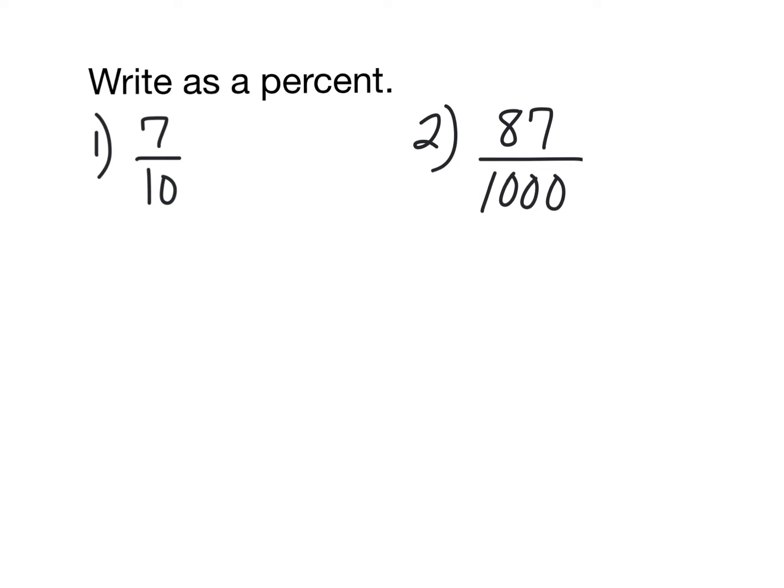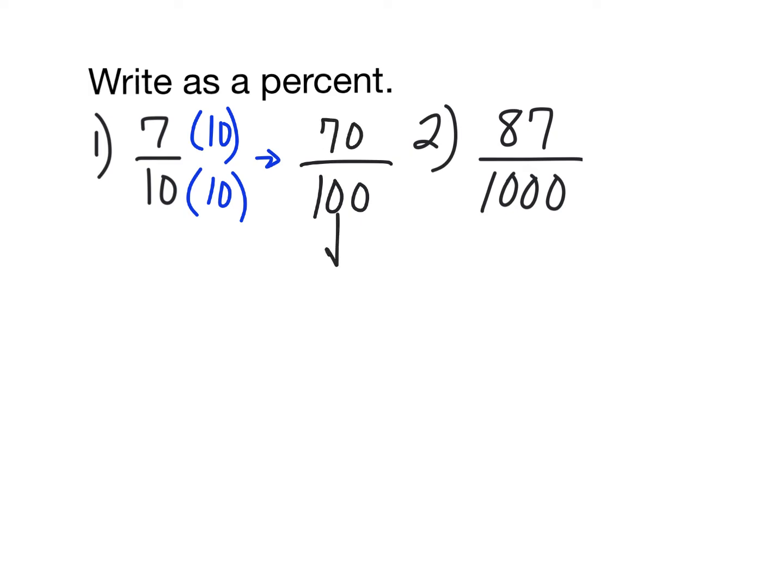So 7 out of 10. In this case, we don't have a number out of 100. We want to get it to 100. So to get to 100, we could multiply 10 times 10. And then to get an equivalent fraction, whatever you do to the denominator, you have to do the same thing to the numerator. So if we multiply the denominator by 10, we also have to multiply the numerator by 10. So 7 times 10 would be 70. That's 70 out of 100, which is 70%.